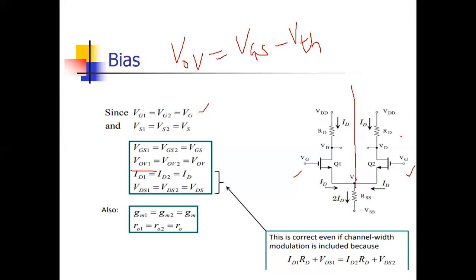Okay. Now, if you apply KVL here, the voltage across this is ID into RD plus the voltage across this is VDS. If you want to check the voltage here, it is ID1 into RD plus VDS1. Here it is ID2 into RD plus VDS2. So both equations will be the same.